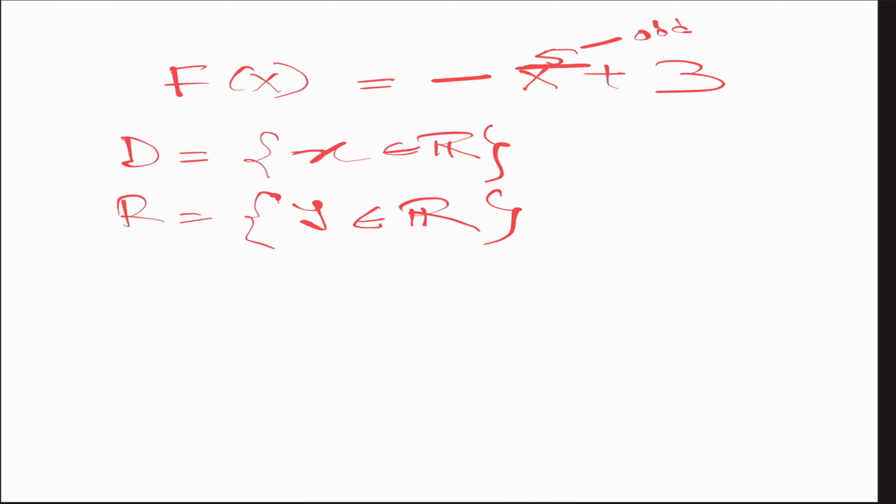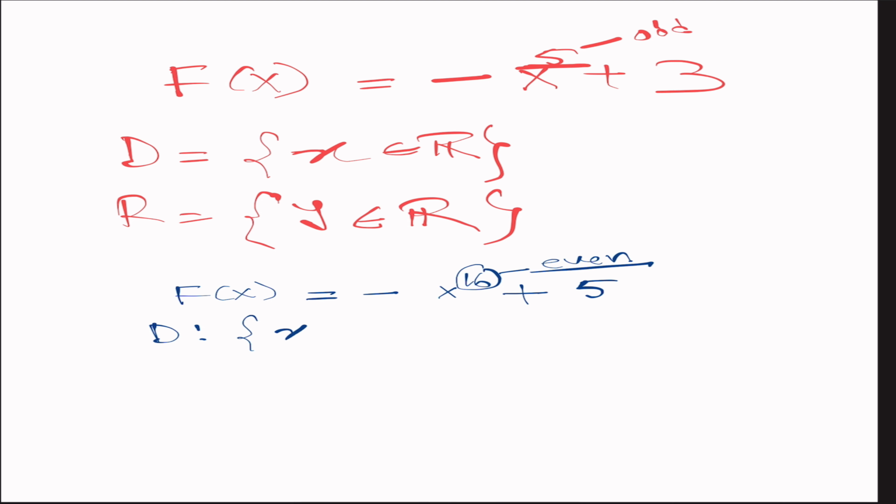Now let's look at another example where the coefficient is negative. Let's say we have f of x equals negative x to the power 16 plus 5. Since the degree is an even number, the domain is always x, all the real numbers.